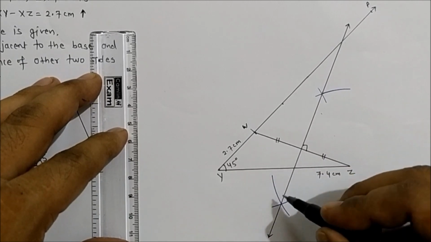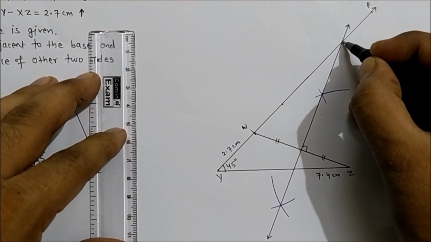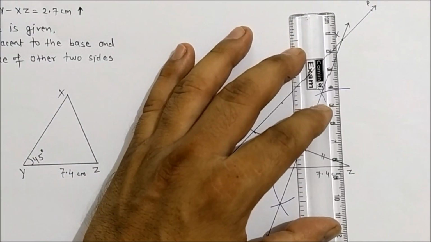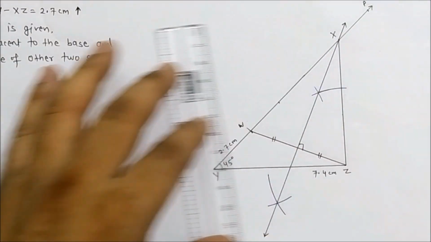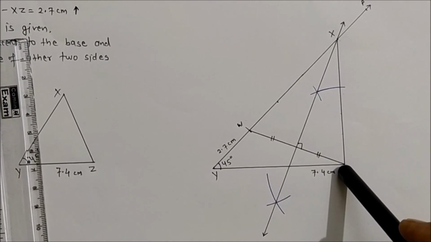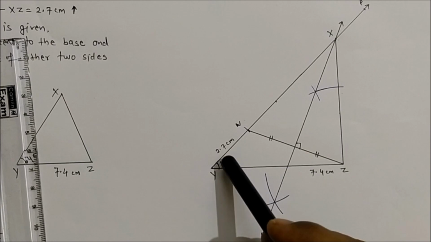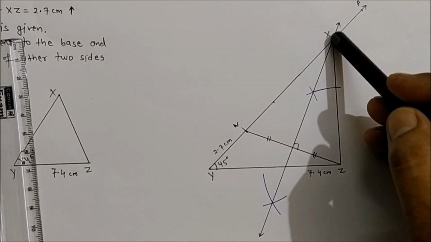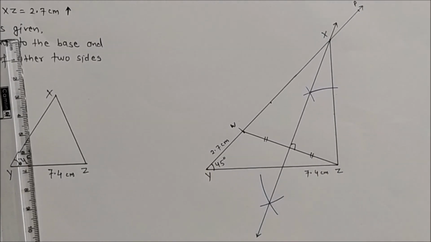And where this perpendicular bisector intersects this ray YP, name this point as point X and draw X to Z. So this is the required triangle XYZ. Okay, XYZ, YZ 7.4, angle 45 degrees, and here we have XY minus XZ, that is 2.7.